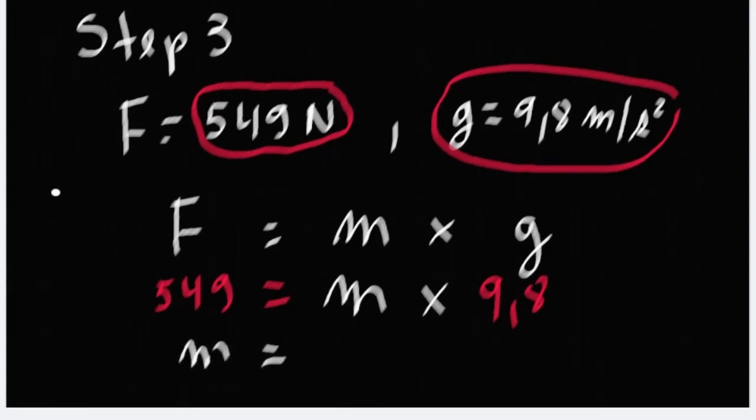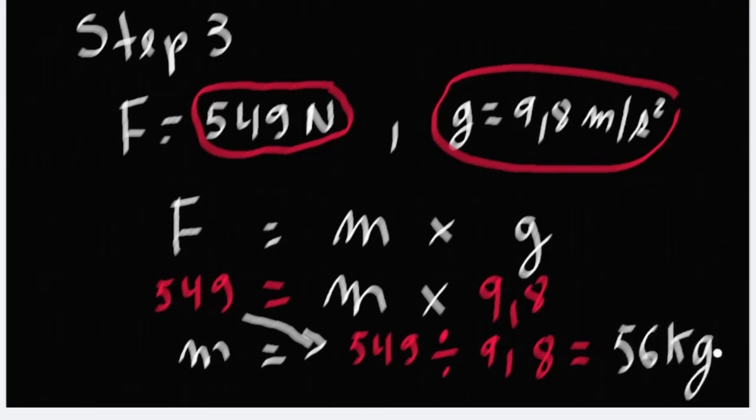Let's set up our equation. 549 equals m times 9.8 meters/s². Instead of multiplying, we divide. Specifically, we divide F by g. An object weighing 549 newtons on the surface of the Earth will have a mass of about 56 kilograms. m equals 56 kilograms.